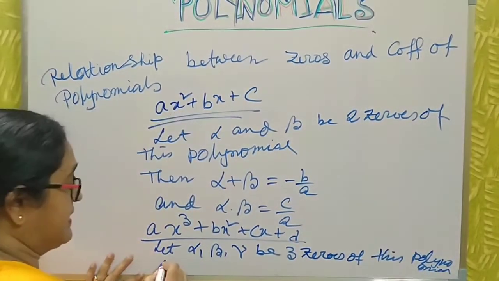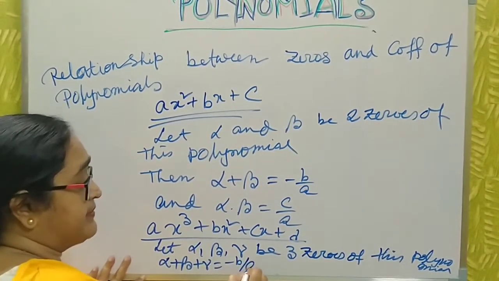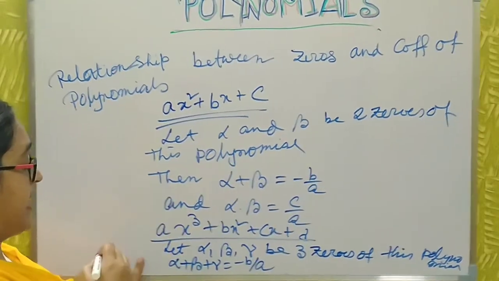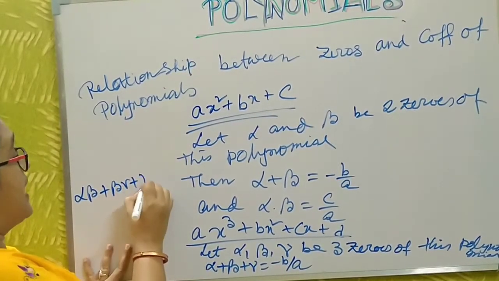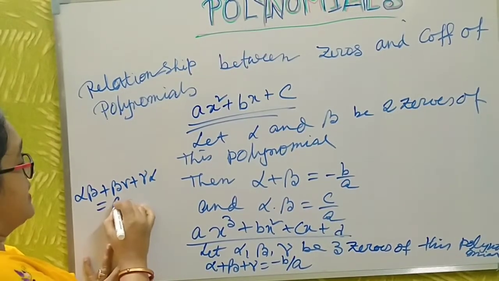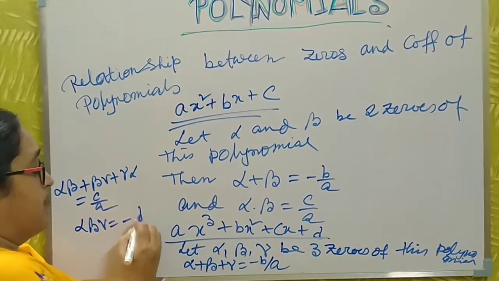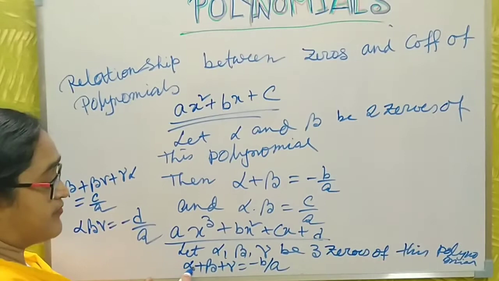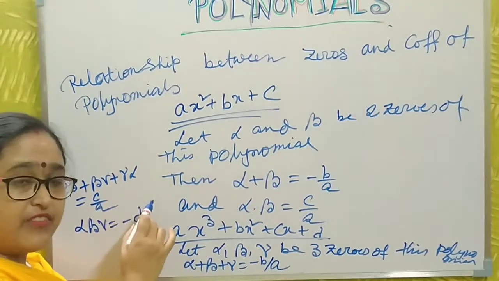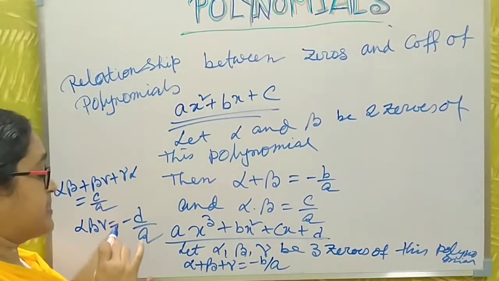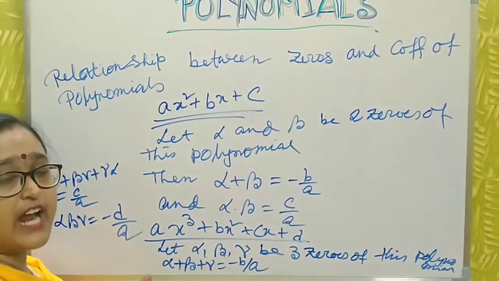Then alpha plus beta plus gamma is minus b by a. Clear? And next, alpha beta plus beta gamma plus gamma alpha is c by a. Now then alpha into beta into gamma is minus d by a. So then alpha plus beta plus gamma is minus b by a. Alpha beta plus beta gamma plus gamma alpha is c by a. And alpha beta gamma is minus d by a. Just you go through the next part of the video, you pause the video and write it in your copy.